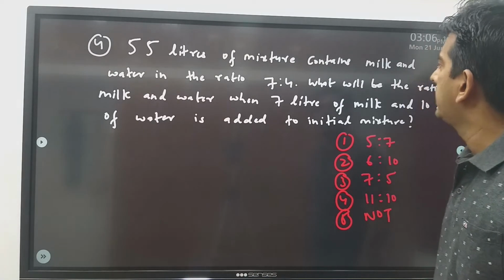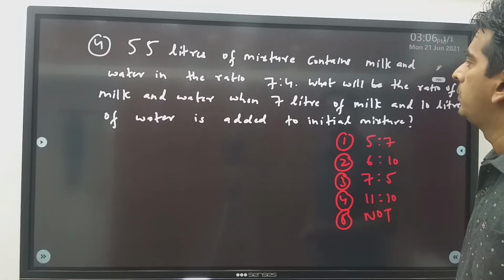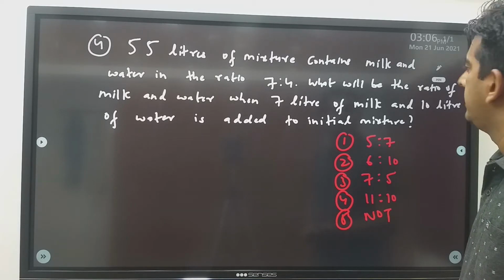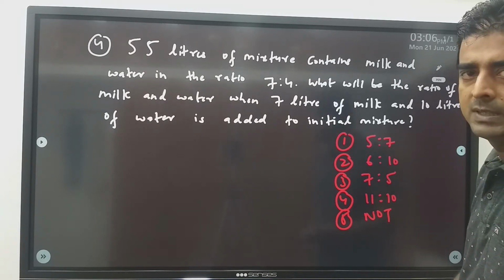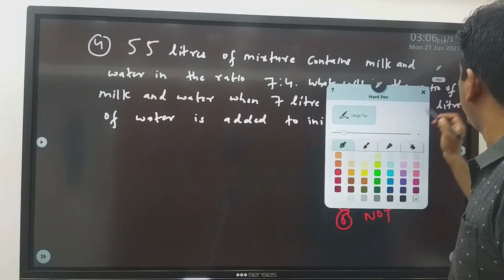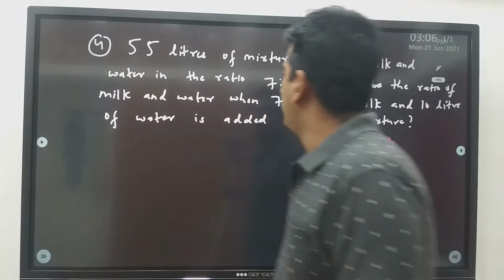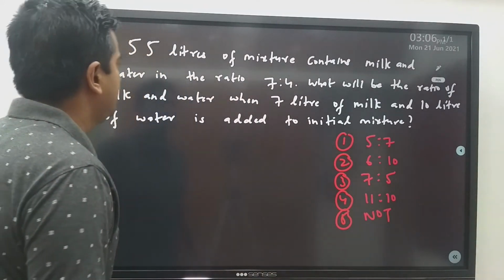55 liters of mixture contain milk and water in the ratio 7:4. What will be the ratio of milk and water when 7 liters of milk and 10 liters of water is added to the initial mixture? Very simple question, right? It's a very simple question, and we can solve this question in a very simple manner. So what they have given you, milk and water. What is initial ratio?